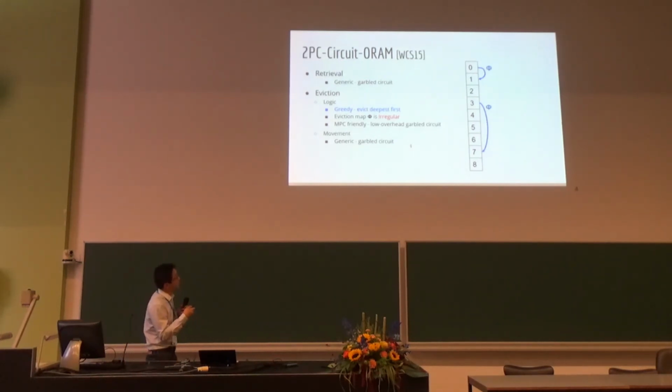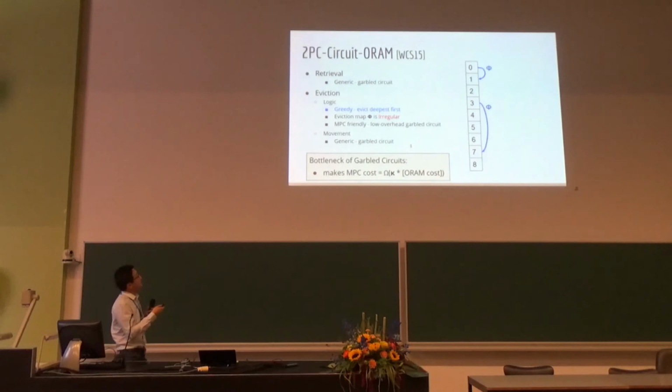So if we use this greedy approach to always pick the deepest level to evict, then at some level maybe we can find one data block that can go to the next level. At some level maybe we cannot find any data blocks that can be evicted. But at some level maybe we can find data blocks that can be evicted, say, 4 levels down. So this eviction mapping is kind of irregular, but I'll ask you to trust me that this is still MPC friendly, that a 2PC circuit ORAM can do it with low overhead garbled circuit. And I'll come back later to this irregular mapping.